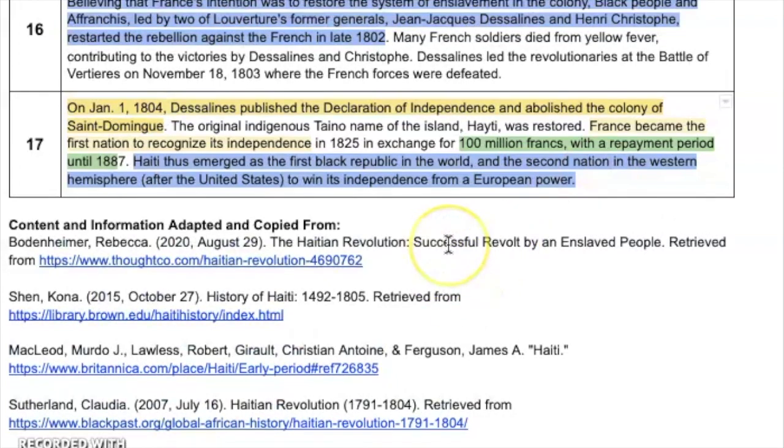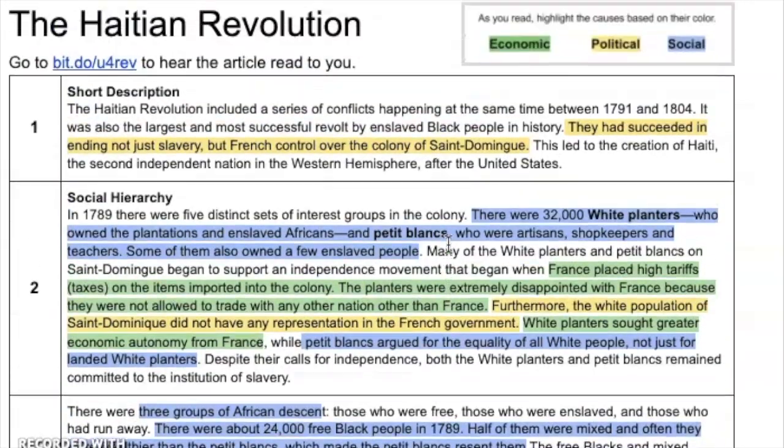Now, this is our article, and we are going to spend time next week classifying our economic, political, and social information into a Google Slides activity while also putting together information about the different groups of people that were involved in this revolution.